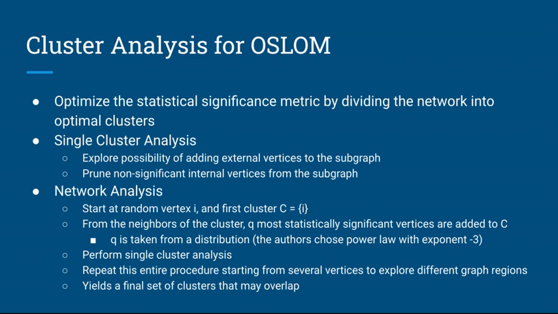It starts at a random vertex I, and the first cluster C is equal to I. From the neighbors of the cluster, Q most statistically significant vertices are added to C. Single cluster analysis is then performed, and this entire procedure is repeated, starting from several vertices to look at different graph regions, and this then yields a final set of clusters that may overlap.